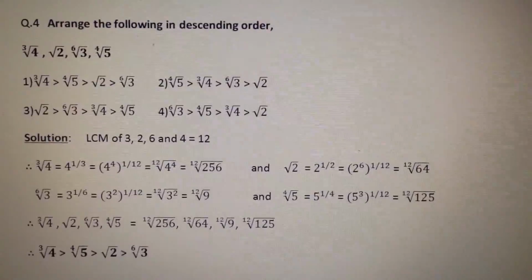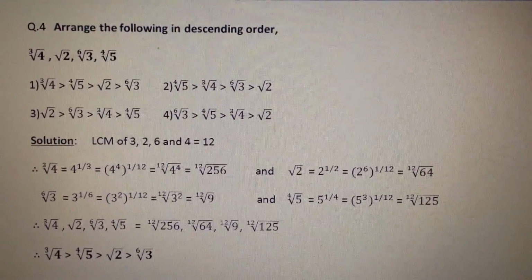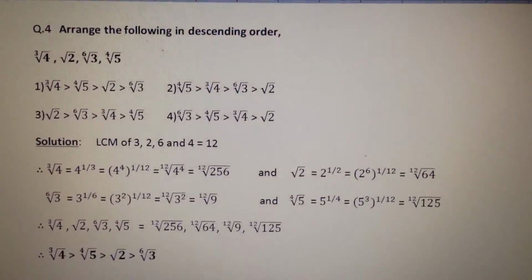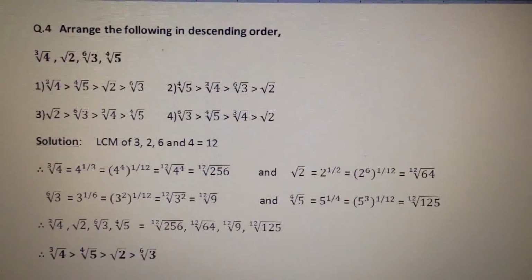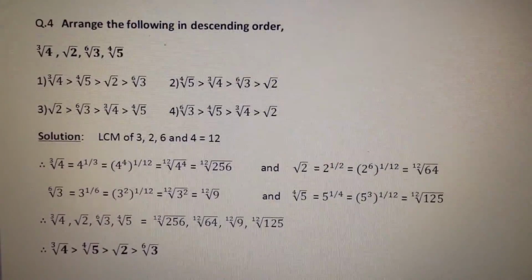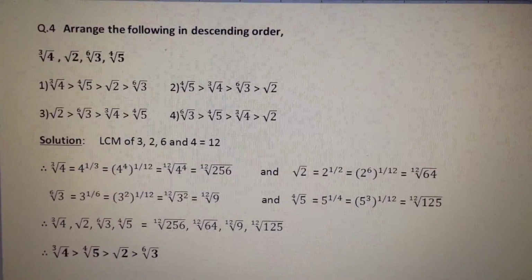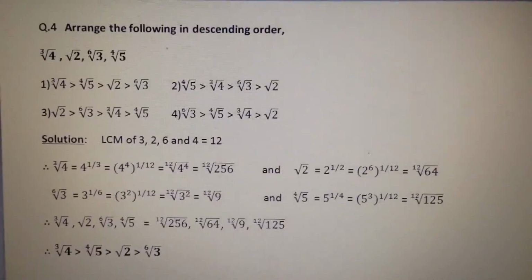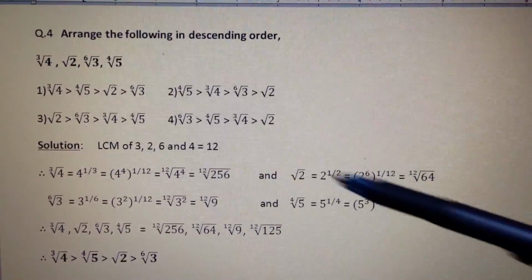Next question. Arrange the following in descending order: cube root of 4, square root of 2, sixth root of 3, fourth root of 5. In questions like these, we should try and equate the indices or the powers. The question given is 4 power 1 by 3, 2 power 1 by 2, 3 power 1 by 6, 5 power 1 by 4. Now let us take the LCM of the denominators of the powers, which are 3, 2, 6 and 4. The LCM is 12.